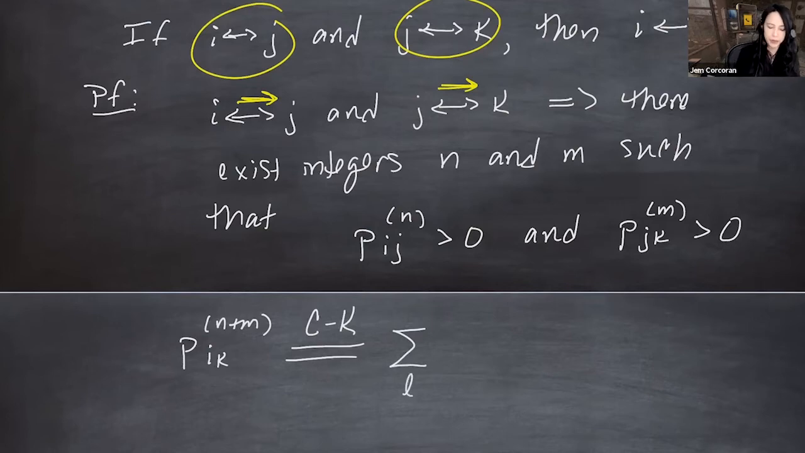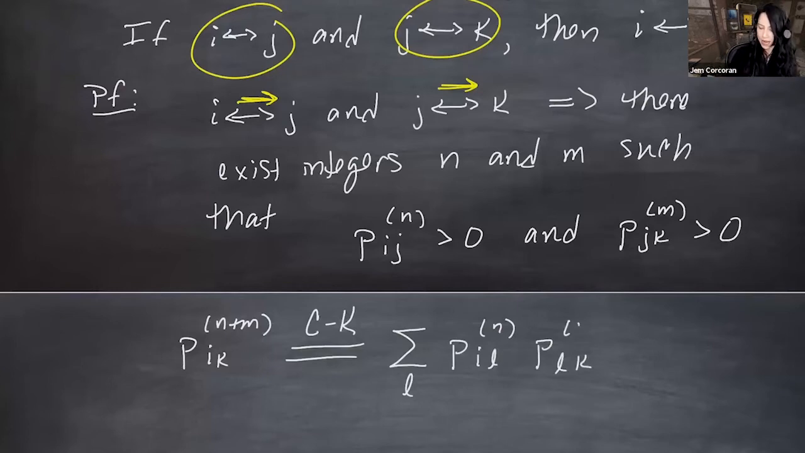I always make that sort of script because, I don't know, my l can look like a 1 or something like that. So over all L in the state space, the probability you go from I to L in n time steps, use any letter you want, we're not going to reuse this equation, and then L to K in m time steps. Chapman-Kolmogorov says we can do that.